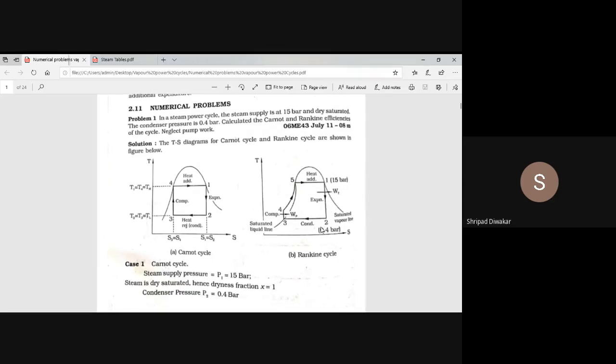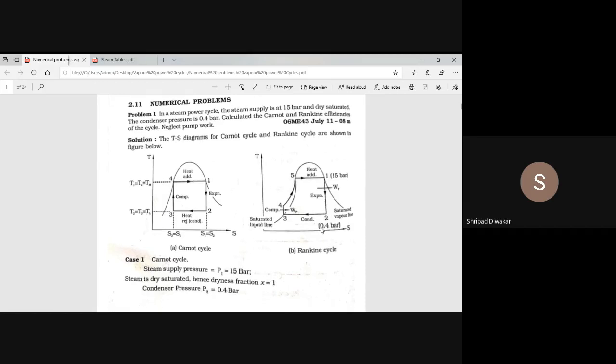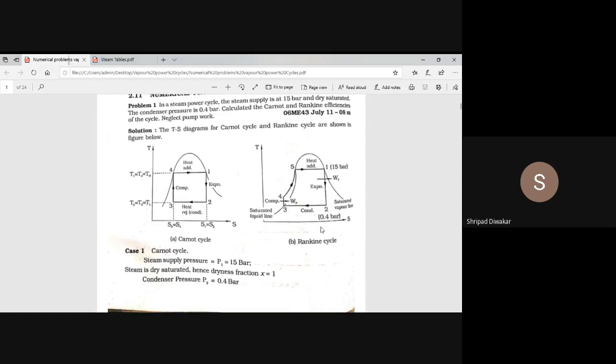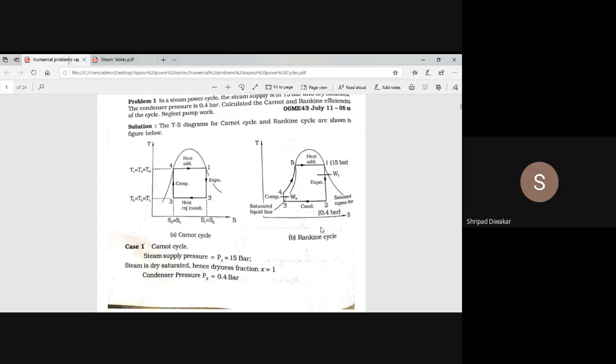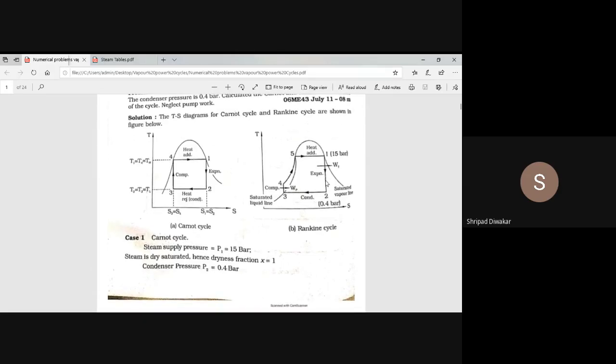Okay, and we know that Carnot cycle efficiency is (T1 minus T2) divided by T1, or 1 minus T2 by T1. What is T2? It is your lowest temperature. I can write Carnot cycle efficiency as (T1 minus T2) divided by T1, that is net heat supplied divided by heat supplied. Okay, that is (T1 minus T2) divided by T1, or we can write 1 minus T2 by T1.